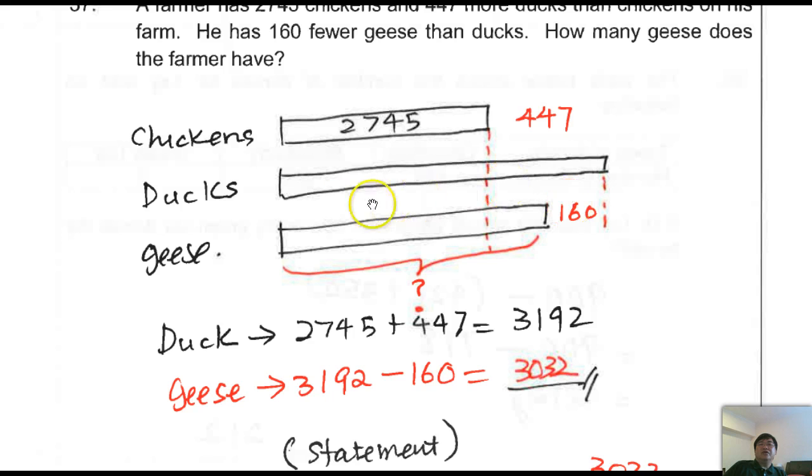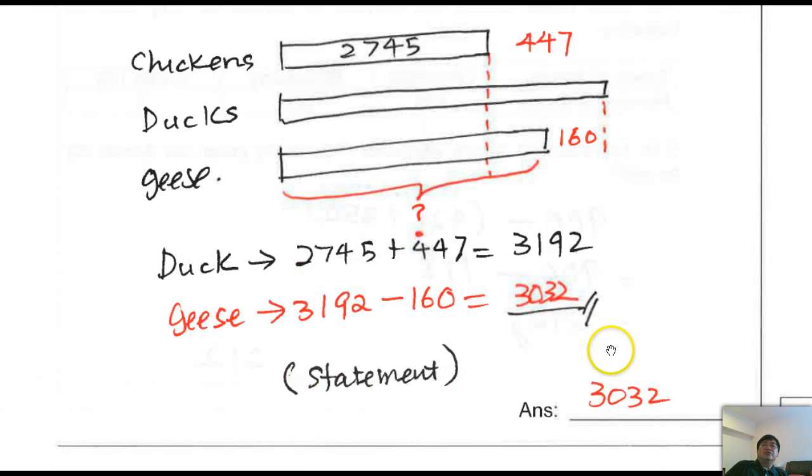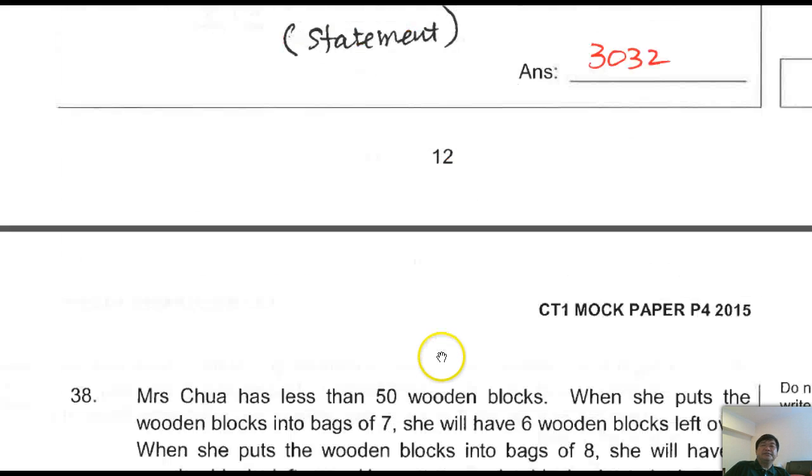First of all, you need to find the number of ducks. The number of ducks is this 2745 plus this. The number of ducks is here, 3192. But if you need to find geese, take 3192 less 160. 3192 less 160, that is the answer, 3032. Please remember to write your statement down. Next.